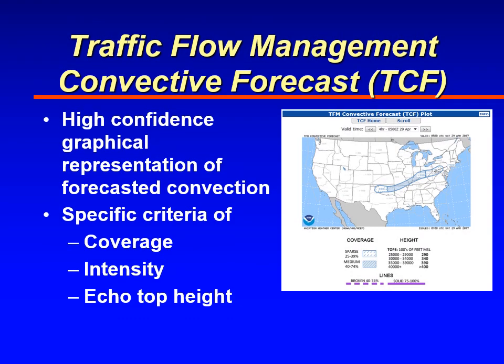What is the TCF? It's the Traffic Flow Management Convective Forecast. This is a forecast of high confidence. When they say high confidence, they mean more than a 50% chance of it occurring. So it's a high confidence graphical representation of where they expect convection, or thunderstorms, to be. They give you the coverage, the intensity, and finally the tops of the storms. And this replaces the old CCFP, the Collaborative Convective Forecast Product, which was used for many years.